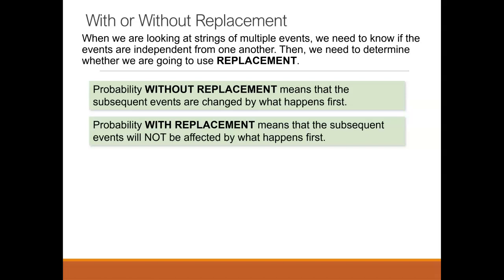Probability with replacement means the subsequent event will not be affected by what happens first. So if I'm pulling names from a hat, I read the name and I put it back in there, mix them back up, and I draw again. That second draw's probability was the same as the first draw's probability because everything was still in the hat when I did the second draw. Everybody's okay with that?